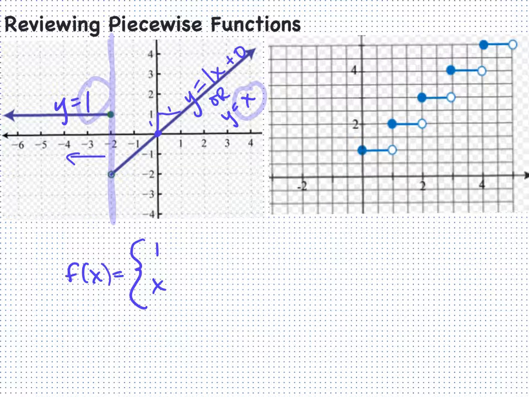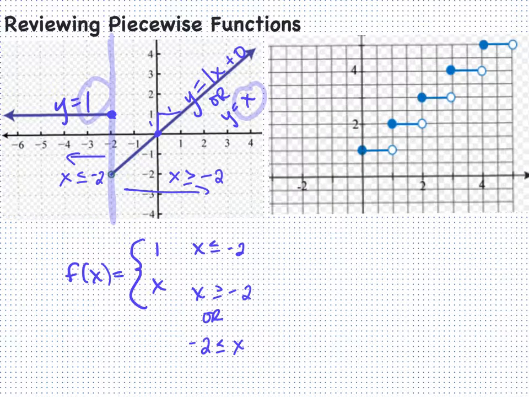Everything from here over, x is less than or equal to negative 2 because of that filled in circle. So that's the domain part. X is less than or equal to negative 2. And for the other one, everything this way, x is greater than or equal to negative 2. So that's what I put for my domain there. I can also write that as negative 2 is less than or equal to x, depending on which way I'm more comfortable.